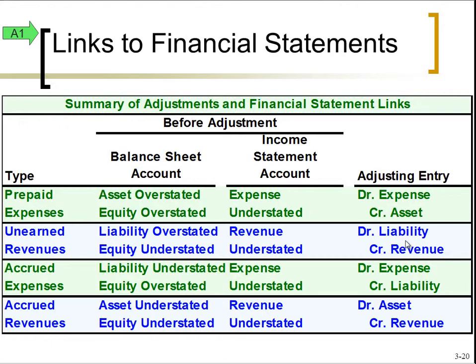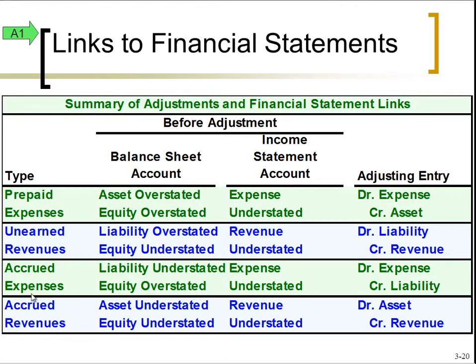So let's look at unearned revenues. We would debit a liability to decrease it, and we would credit the revenue to increase that. So before we decrease the liability, it's going to be overstated. Before we increase the revenue, it's going to be understated. Revenue has a direct impact on equity, so if revenue is understated, equity is going to be understated as well.